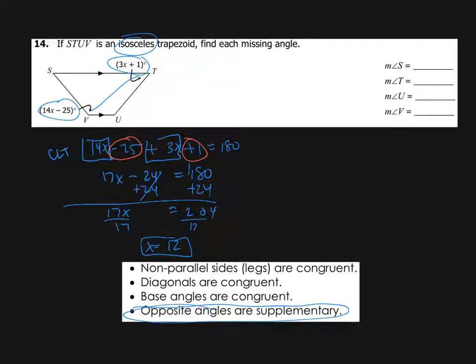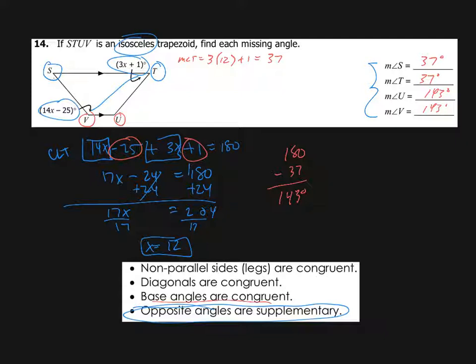Now again, we got to get the measures of all the angles. So who's congruent to who? S and T are the same. And then V and U are the same, right? Those are the congruent base angles. So for angle T, the measure of angle T, 3 times 12 plus 1 is going to be 36 plus 1, which is 37. So angle T is 37 degrees. Who else is? Angle S. So that's 37 degrees. Now I know that 180 minus 37 is going to be the measure of the other angle, right? So when I subtract that, I get 143. So it should be that these are 143 degrees.